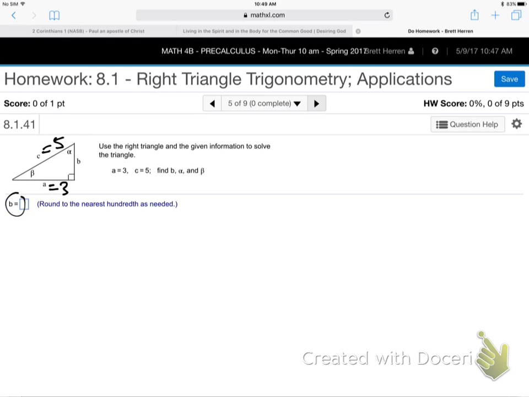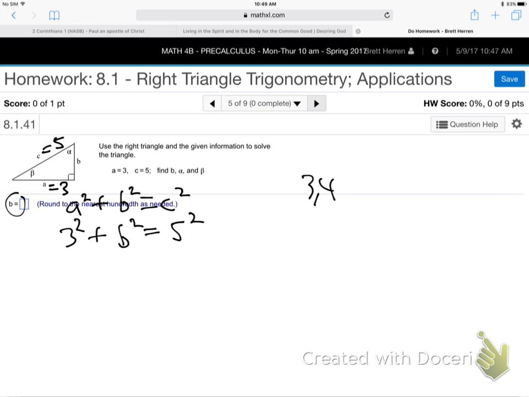Oh, little b, that'd just be Pythagorean, right? We can do that quick. That's no big deal. A squared plus b squared is c squared. Yeah, I would just use Pythagorean for that. And you know, what is it? 3, 4, 5.